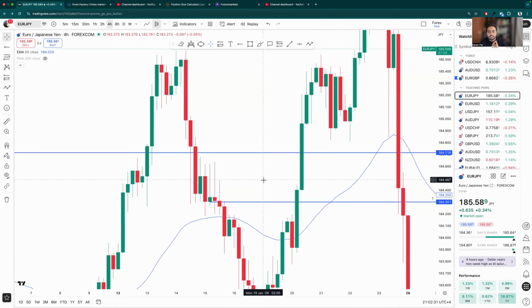Is it nothing? Is it a structure? Is it a higher low? Is it a higher high? Is it a lower low? Is it a lower high? What is it? All of you, respond quick.